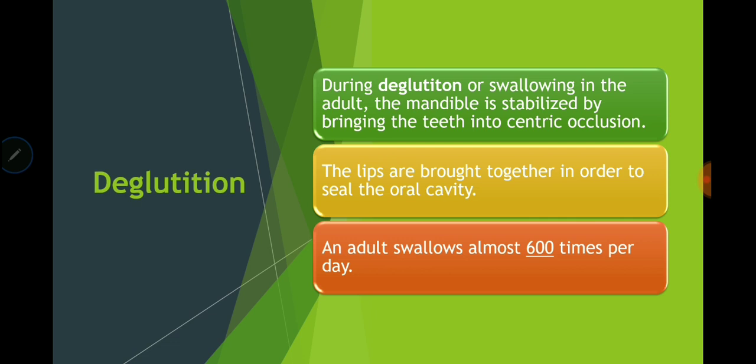All right, deglutition, meaning swallowing. Okay, so during deglutition or swallowing, in the adult, the mandible is stabilized by bringing the teeth into centric occlusion. So when you're about to swallow, the teeth go into centric occlusion. All right, and the lips are brought together in order to seal the oral cavity, and the adult usually swallows almost 600 times per day. Okay, so make sure you remember what happens during swallowing.